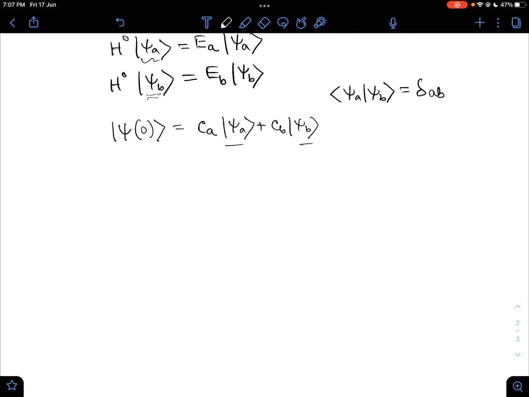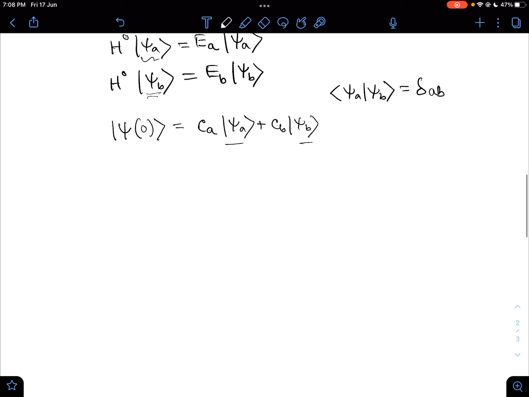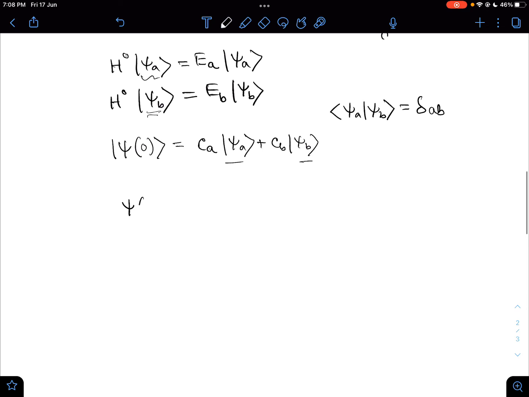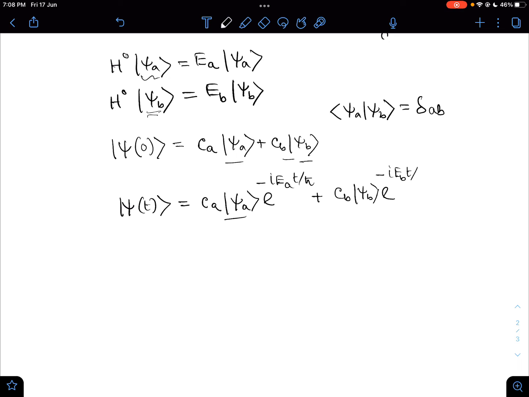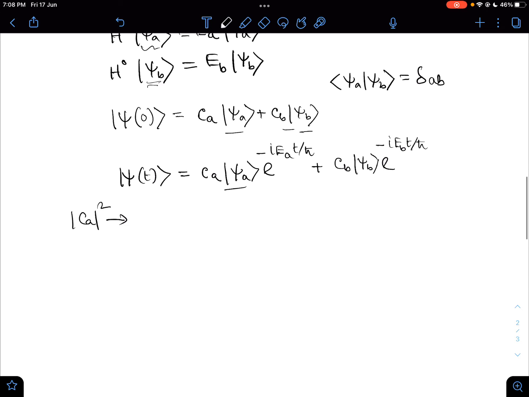If we don't have any perturbation, then each component evolves with its characteristic exponential factor. That means for the unperturbed system, psi t is CA psi A, and it evolves with e to the power minus i EA t by h cut, plus CB psi B e to the power minus i EB t by h cut. Here CA squared is the probability that the system is in state psi A.